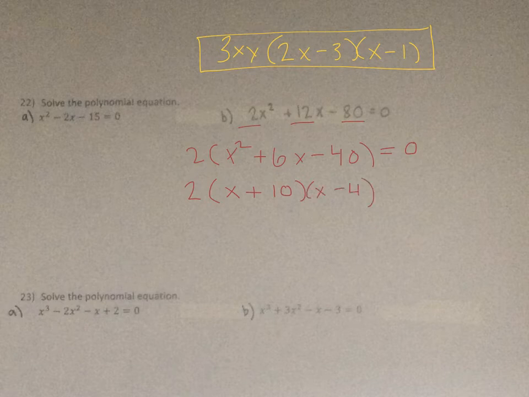Remember, if it's a negative at the last term, you will have the opposite signs, and that means you will subtract the two factors to get what the middle term is. All right, now once we have our factored form, we're going to set each of the factors equal to 0.